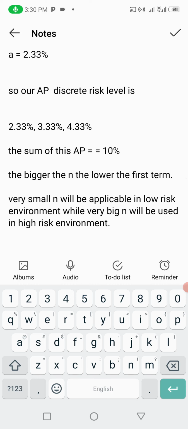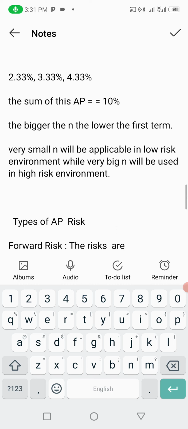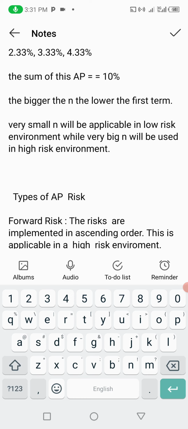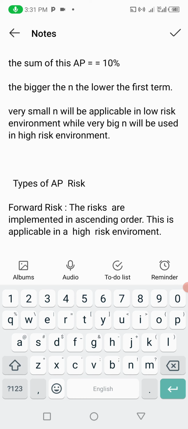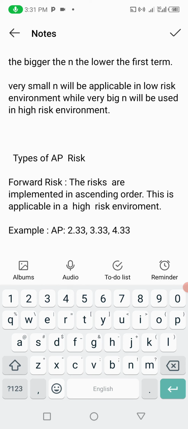So the bigger the n, the lower the first term. Very small n will be applicable in a low risk environment, while very big n will be used in a high risk environment. Types of AP risks.